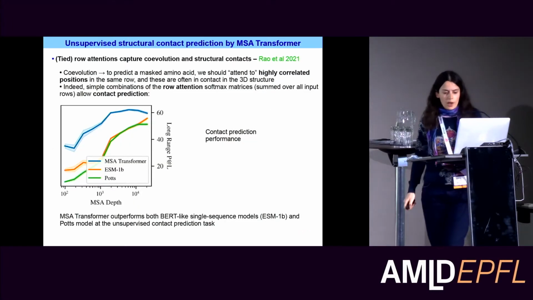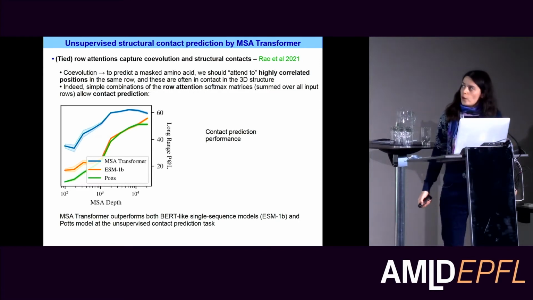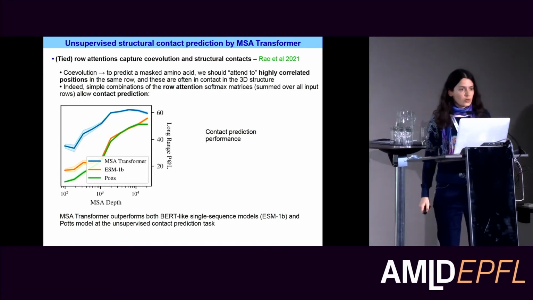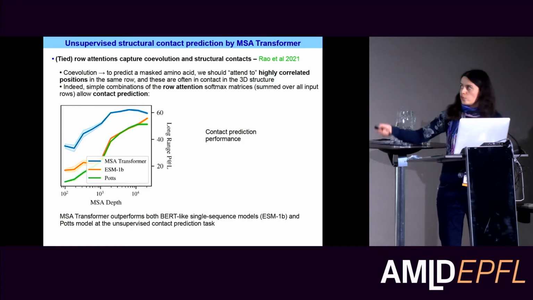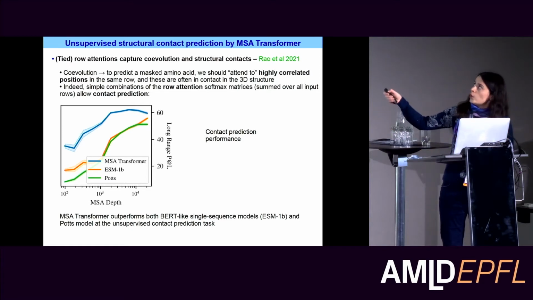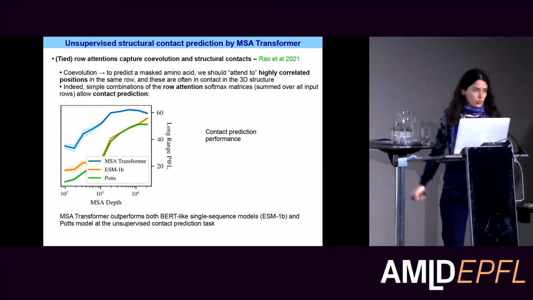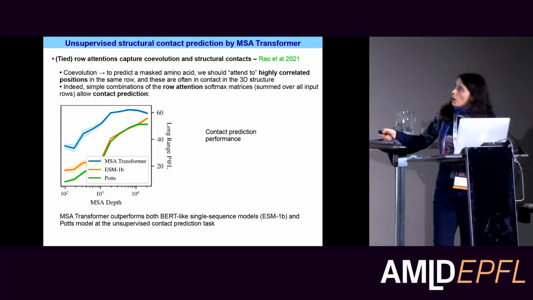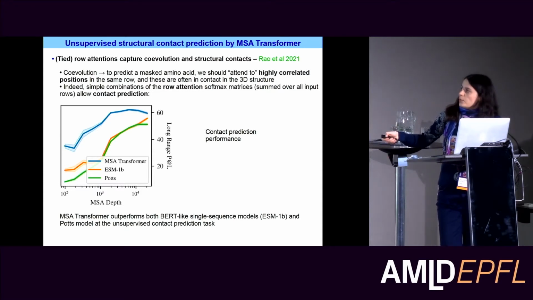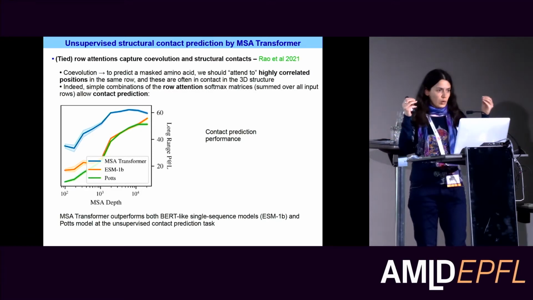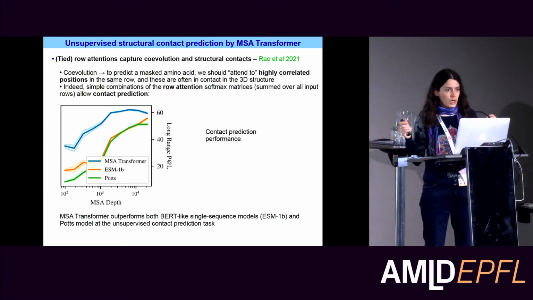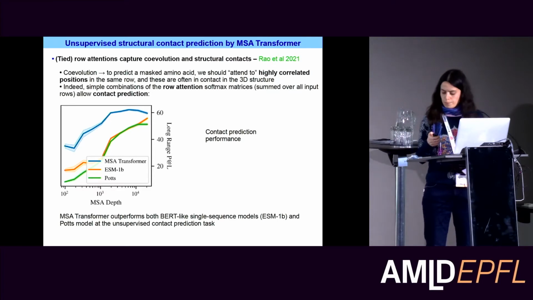Okay, so let's now look a bit at what this model can predict. Something quite interesting is that this model, which was not trained to predict structure, has actually captured information about the structure of proteins. This is, again, a result that was shown in the original paper that introduced the model, MSA Transformer. They looked at the ability of the model to predict structural contacts, that is to say, pairs of amino acids that are close to one another in the 3D structure of the protein.